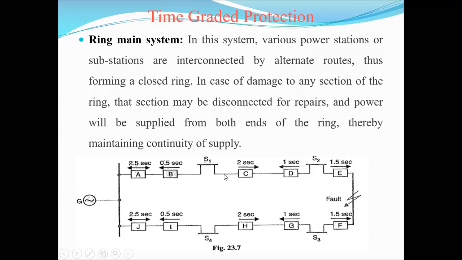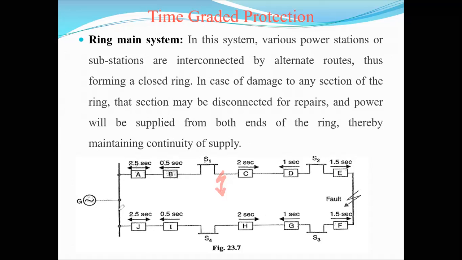Okay, suppose the fault is obtained at this point. This is the fault condition at that point. Then what is the current flow direction? The current will be flowing from the generating station to A, B. After that there is a fault, then the circuit breaker or the relay coil C will be operated, and then totally it will be disconnected at that point.